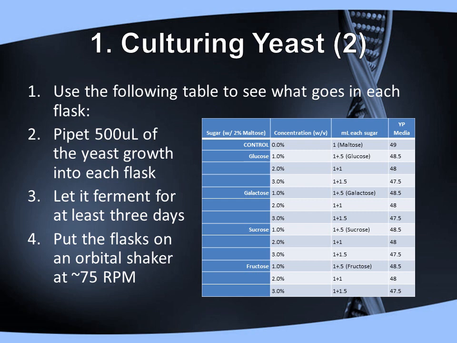The next steps in the yeast culturing process involved putting all the materials needed for fermentation into a 250 milliliter Erlenmeyer flask. The table on the right of the screen shows everything that went in there and the volumes of each object. We pipetted 500 microliters of the yeast growth into each flask after we put all the necessary sugar in it. We let it ferment for at least 3 days while the flasks were on an orbital shaker at approximately 75 rotations per minute.